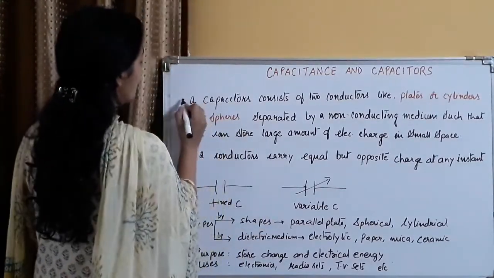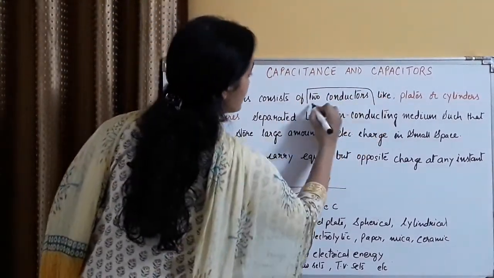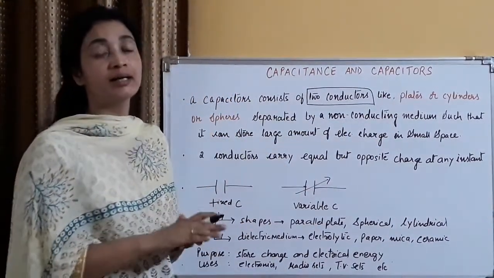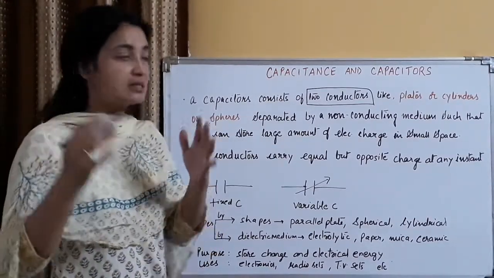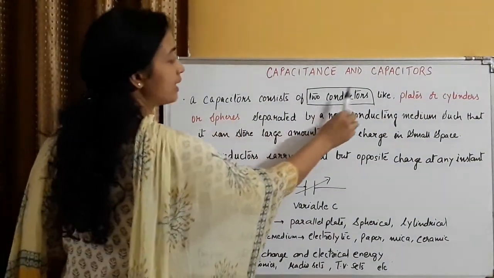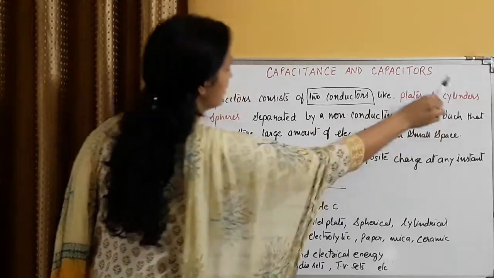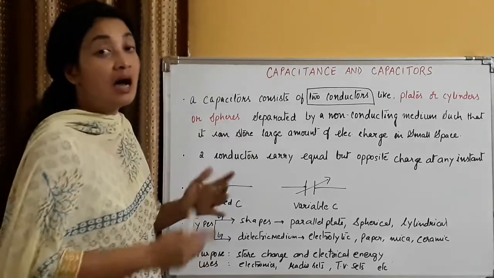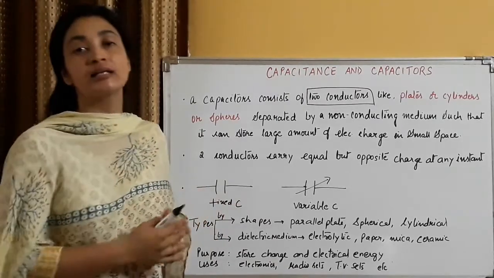First and foremost, a capacitor basically consists of 2 conductors. Sometimes it can have only one single conductor and the other conductor can be supposed to be at infinity. That is a different situation. Otherwise, generally a capacitor consists of 2 conductors. The 2 conductors can be 2 plates, 2 cylinders, or 2 spheres. Earth is also considered to be a capacitor, and we consider that the other conductor is at infinite distance.